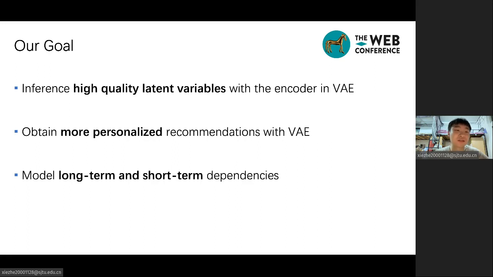So our first goal is to infer high quality latent variables with VAE, and this requires that latent variables have more personalized features. And we also need the encoder to be able to model both long-term and short-term dependencies. So in this paper, we propose ACVAE to tackle these problems.